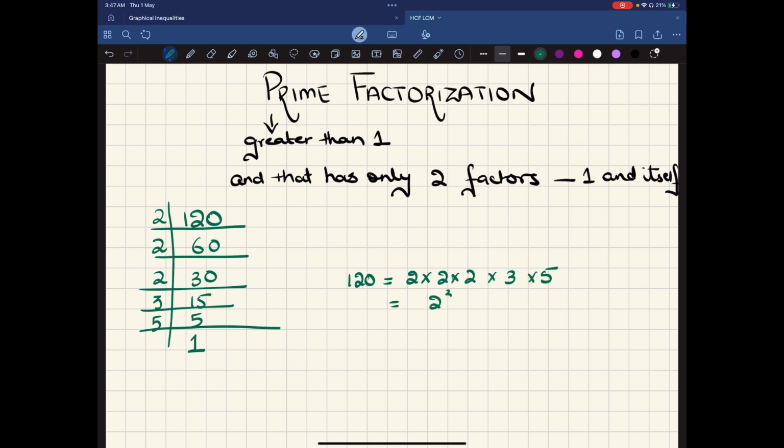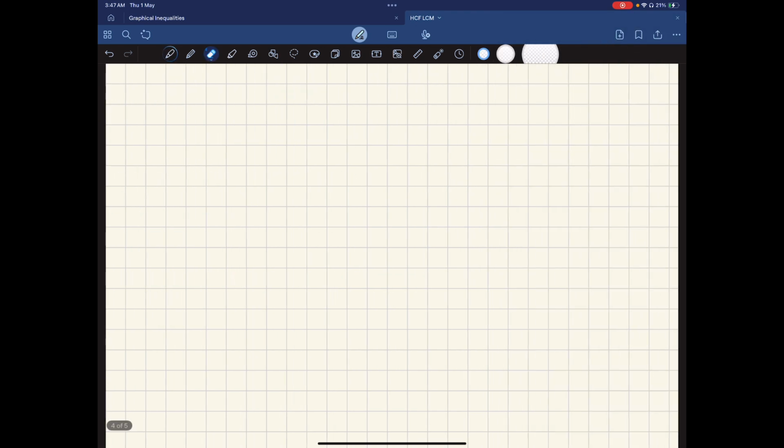or you can write it in power form. So this is how you express a number as a product of its prime factors, and this is also known as prime factorization. Now, before I go on to touch upon HCF and LCM, I also want to go over another concept that I'm sure you're aware of, but a quick recap is always useful and helpful.